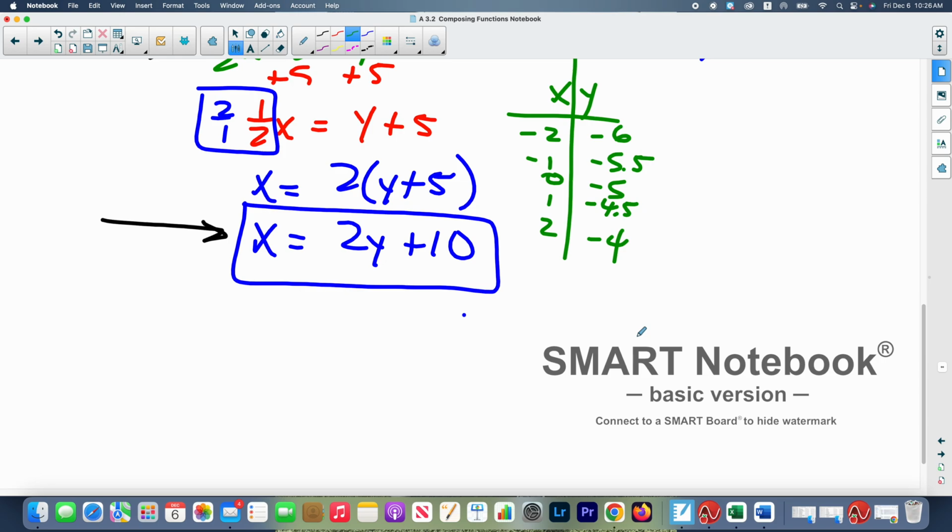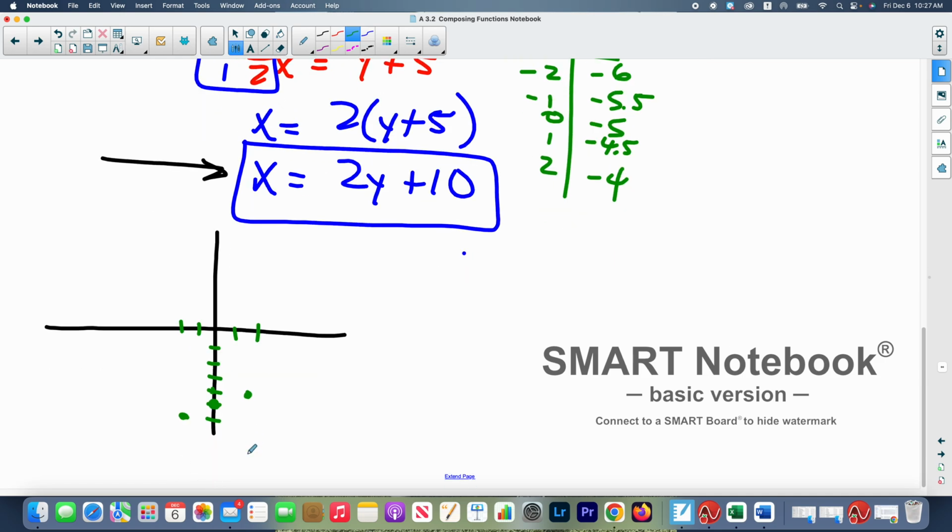I'm going to plot those points real quick. Just draw you a simple little sketch on your graph. So let's take these points and sketch them on the graph. Let's put them on there. All right. So -2, -6, -1, -5.5. I'm probably not going to graph that one. 0 and -5 right there. And 2, -4 right there. So that's where that graph is. Okay? Again, it's just a simple little sketch.